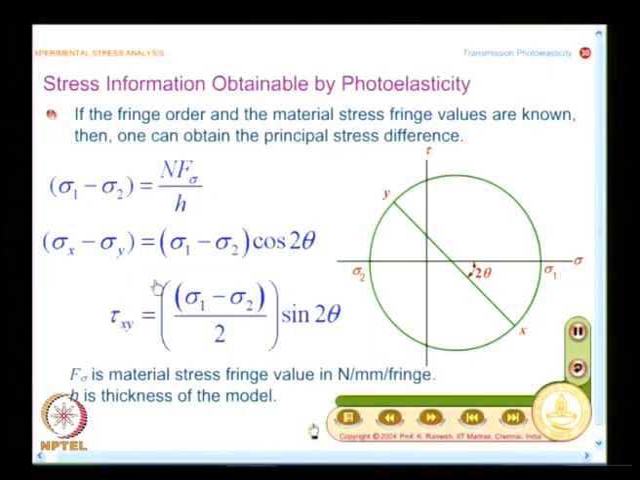So, what do you need to find out? Closer to the point of loading, I need to find out tau x y. Tau x y means I have to find out the fringe order and theta. In fact, you will do this as part of one of your laboratory experiments. You will find that it is so nice, so elegant. It is a very key point in strength of materials. Though you learn it varies parabolically, near the load application point, near the surface, shear is maximum.